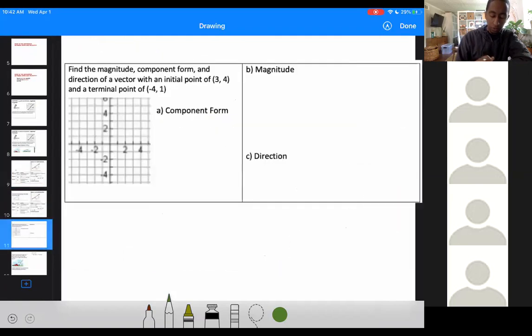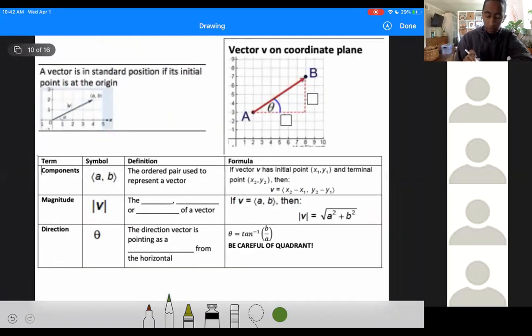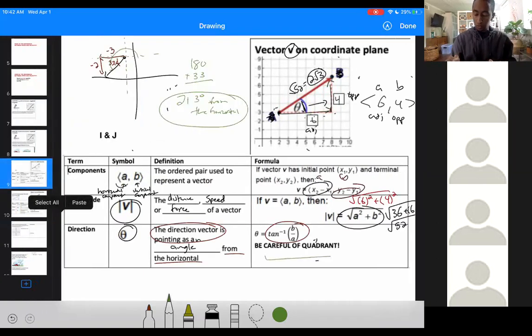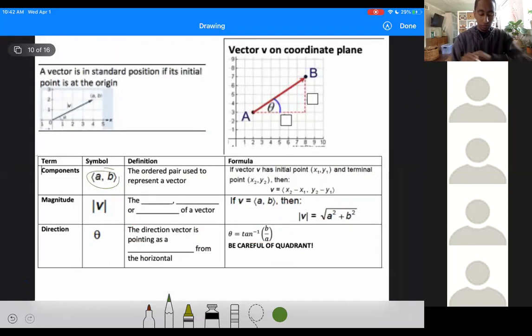One more thing I want to talk about on this slide. This a comma b, for this last one, was written as 6 comma 4. That was our component form. Another way you could also see it represented is 6i plus 4j, and I would write that down as well. We'll talk about what i and j are. It has to do with standard position, but for now, all you need to know is that 6 comma 4 can also be written as this. It's another way to write component form.